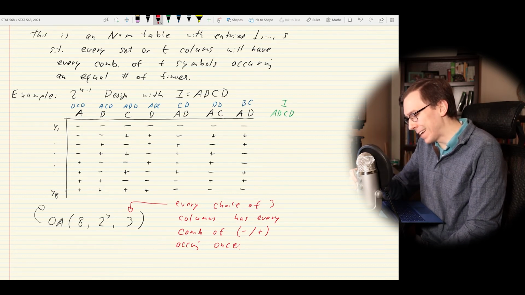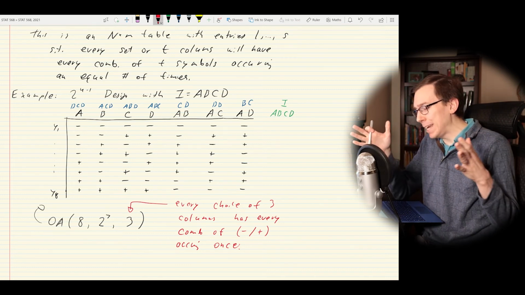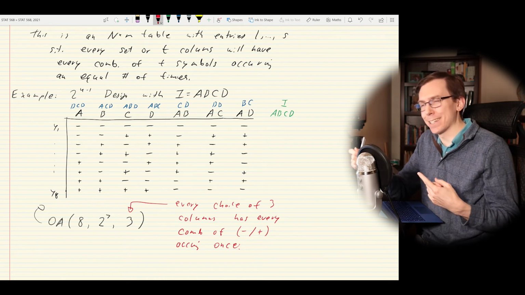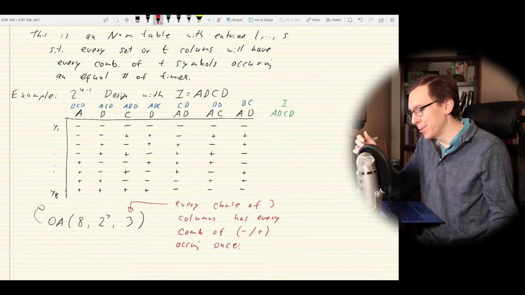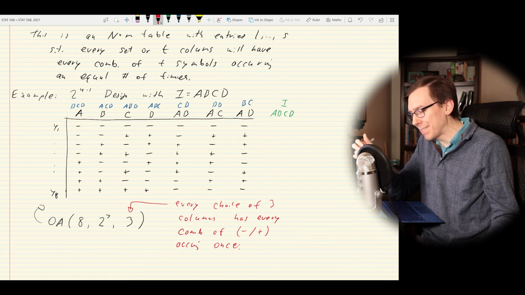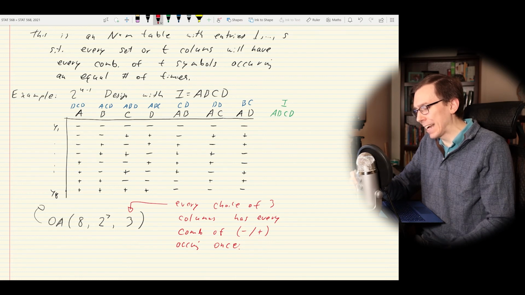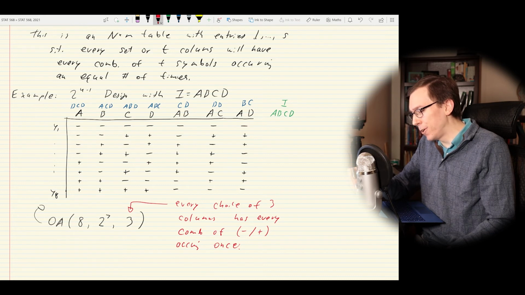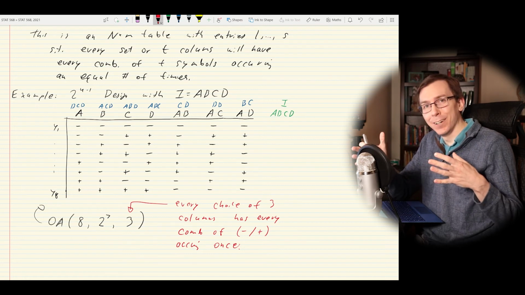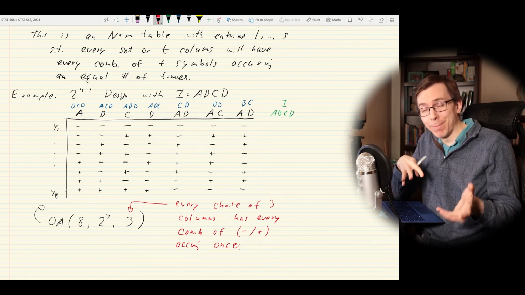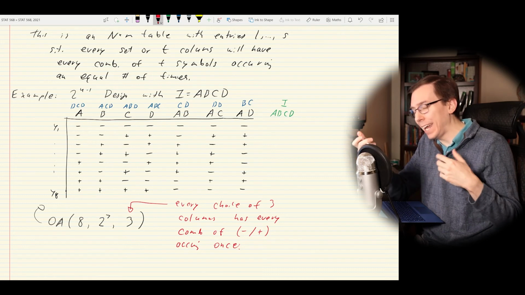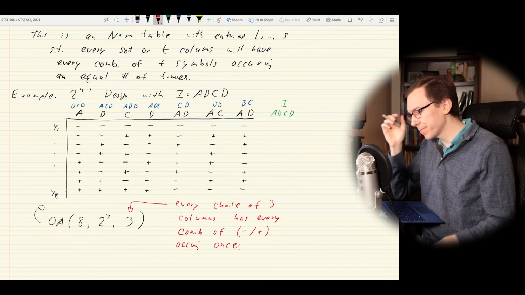But we could also just note that, for example, if I take A, B, C, and D, I know that the product of A, B, C, and D has to be, I guess, 1 or whatever. They have to multiply together, which means I have to have an even number of pluses and an even number of minuses in the collection of columns A, B, C, and D. What that means is that I can either have all minuses or half minuses, half pluses, or all pluses, but I can't have 1 and 3, right? I can't have 1 minus and 3 pluses. Therefore, we can't possibly have strength 4.